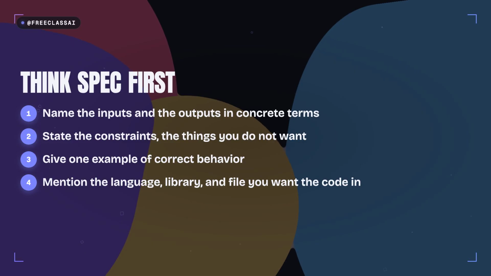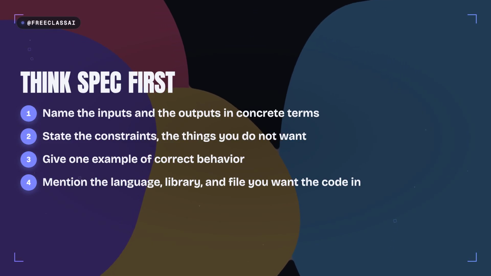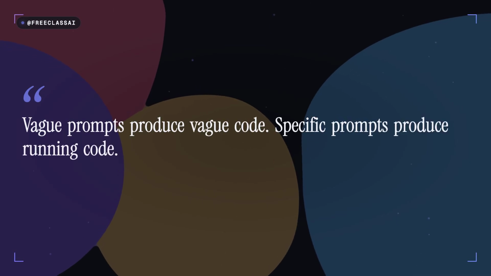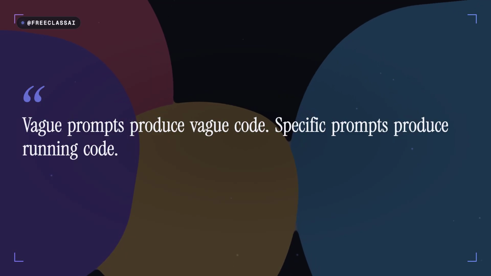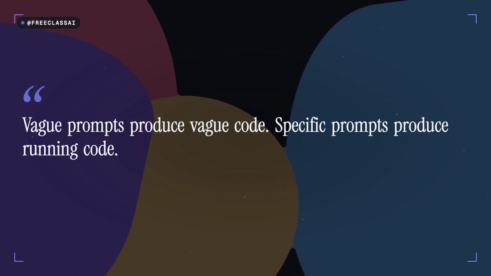You are not being verbose. You are removing ambiguity that would otherwise cost you a round trip. This is true 90% of the time. The other 10% is when the model still gets it wrong. And that is where the debugging episodes come in.